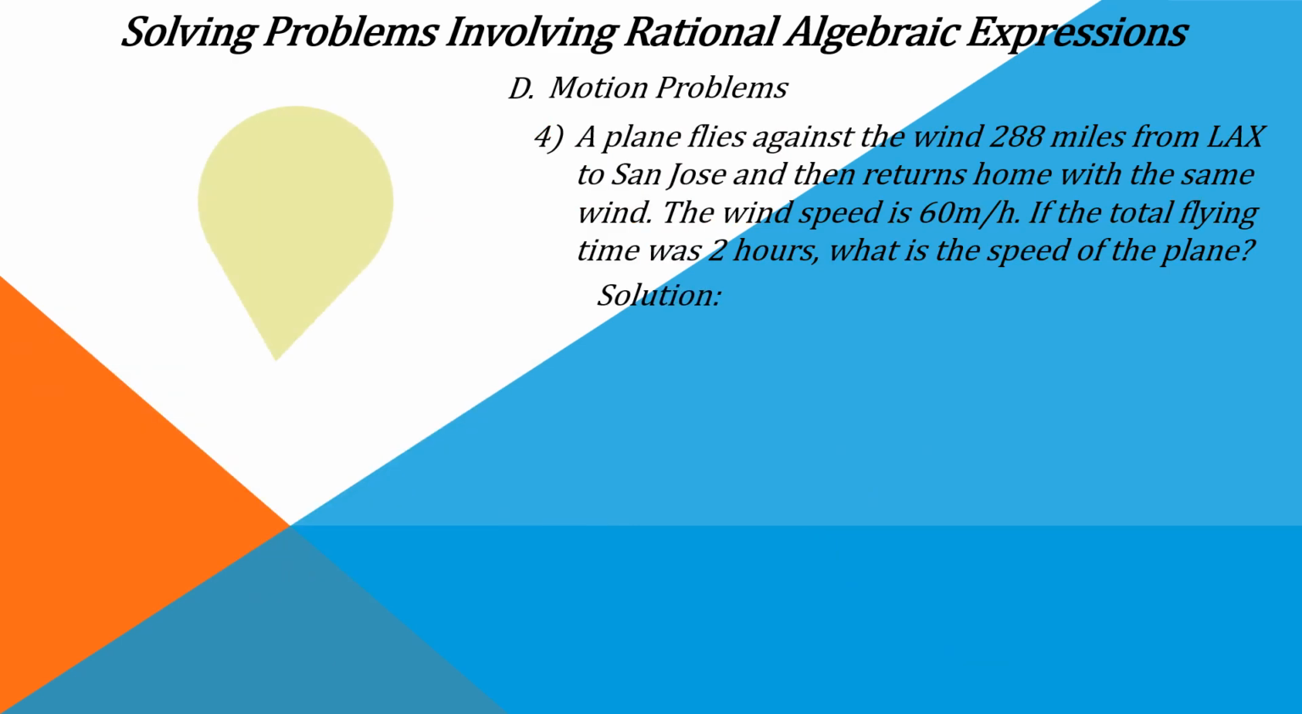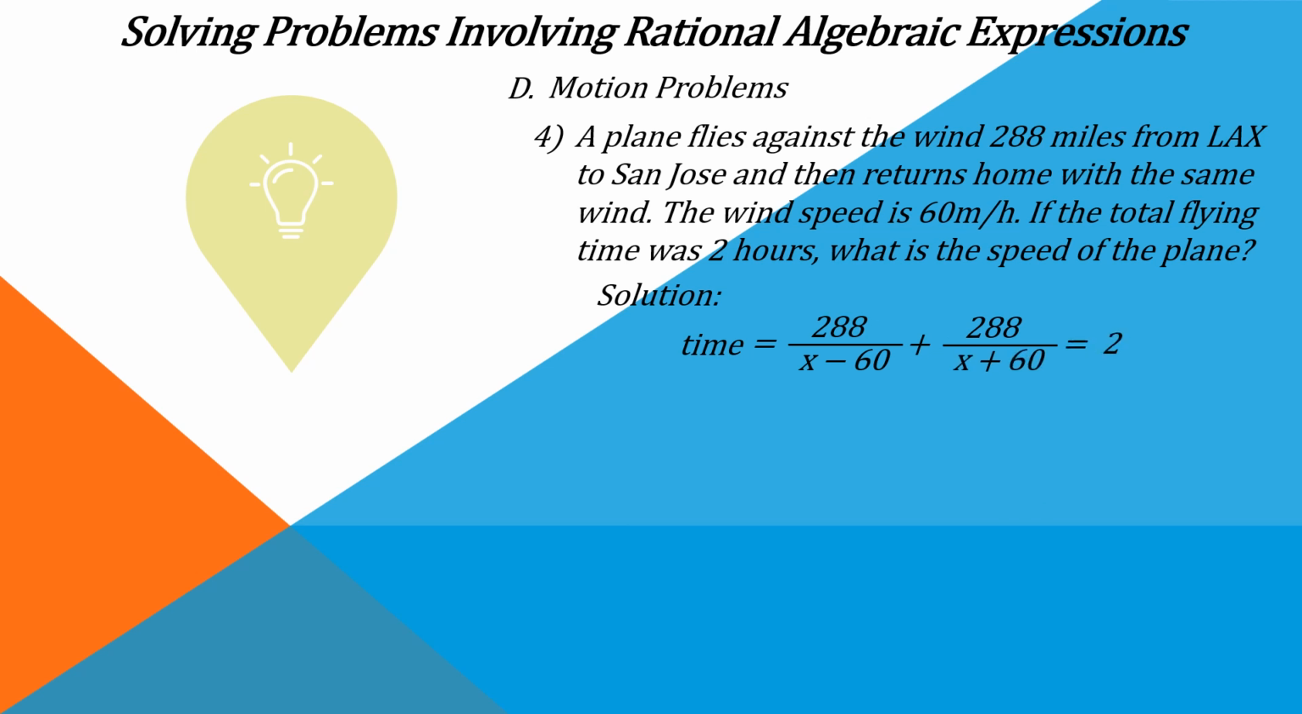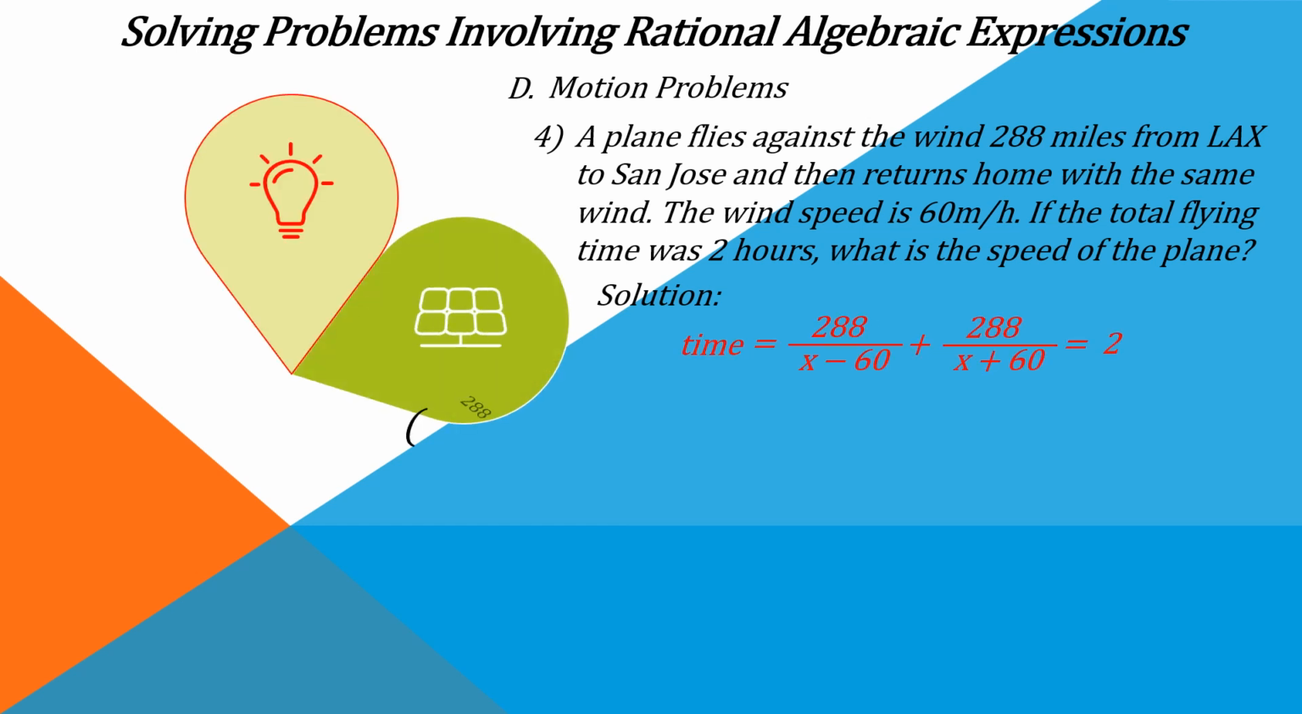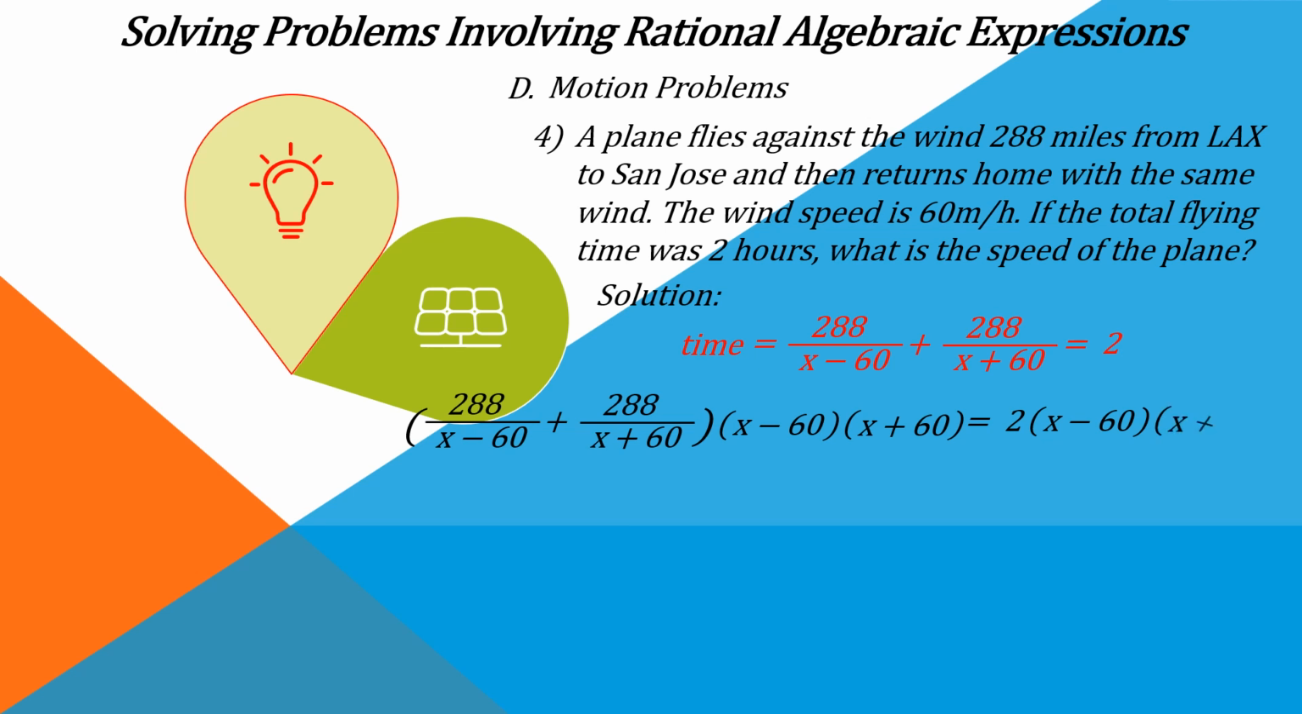Again, we need to take the least common denominator. Let us rewrite first 288 over x minus 60 plus 288 over x plus 60 is equal to 2. The least common denominator is x minus 60 multiplied by x plus 60. So the quantity 288 divided by x minus 60 plus 288 over x plus 60 multiplied by x minus 60 multiplied by x plus 60 is equal to 2 multiplied by x minus 60 multiplied by x plus 60.